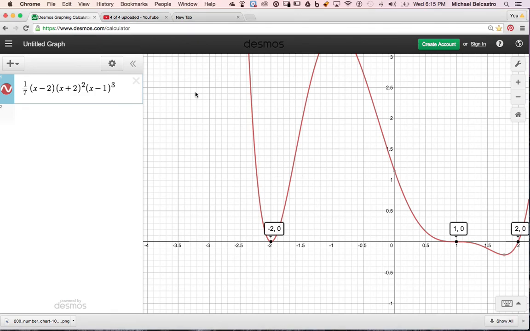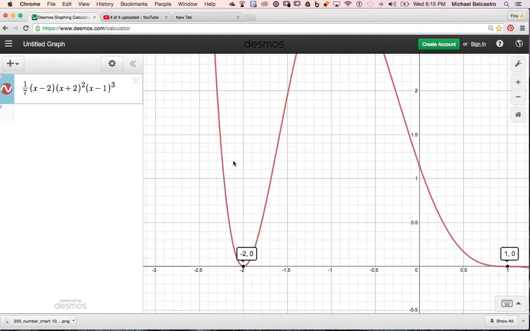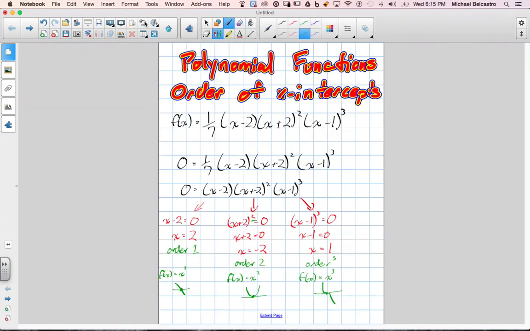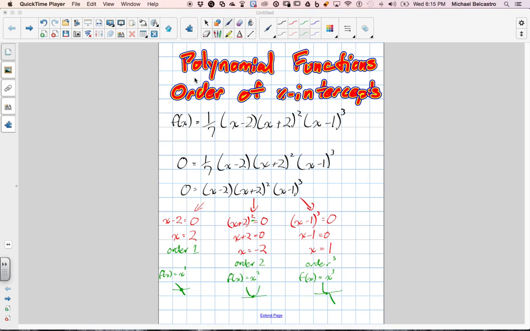Our teacher explained that if it's squared, it does a bounce, so it doesn't go through the x-intercept. Yeah, that's a good way to think of it. If it's odd, it does the squiggle. Anything that's odd is going to cut through. Anything that's an even number is going to turn back up. It's going to stay on the same side of the x-axis as it approaches.